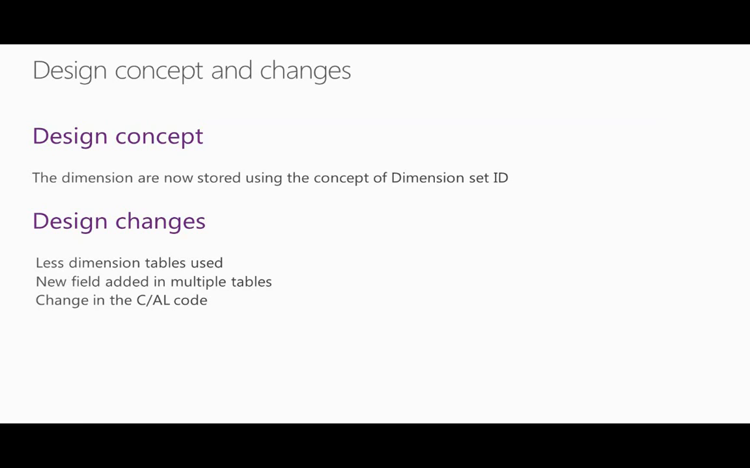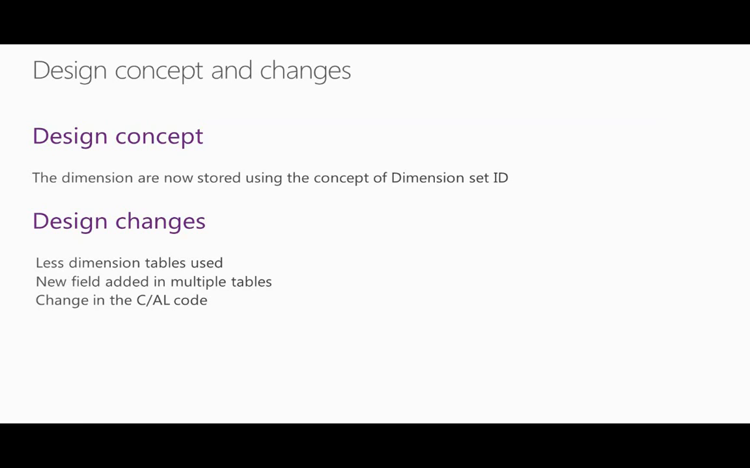We have a new field added in multiple tables. The field is dimension setID. In every table, like table 17, GL entry, or table 39, we have dimension setID. Dimension setID is able to retrieve the unique number of the dimension combination used for this specific document. We have different changes in the C/AL code to support the usage of dimension setID. In most of the posting routines and most of the tables, we have removed a lot of code, and we introduce the usage of dimension setID.